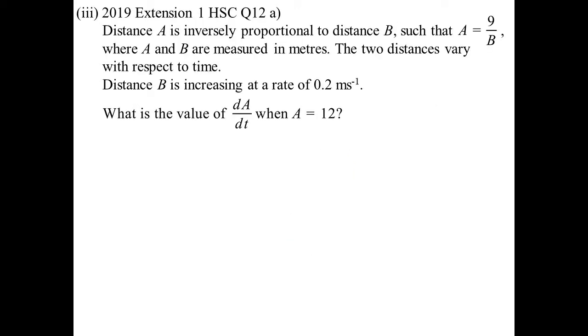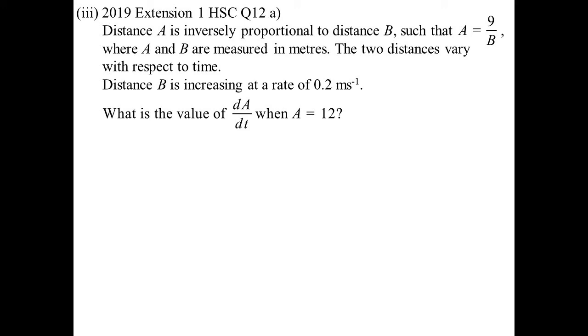All right, let's go to the next year. This was a little bit different. Distance A is inversely proportional to distance B, such that A is 9 over B. And the two distances also vary with respect to time. Distance B is varying at a rate of 0.2. So what will dA/dt be when A is 12?